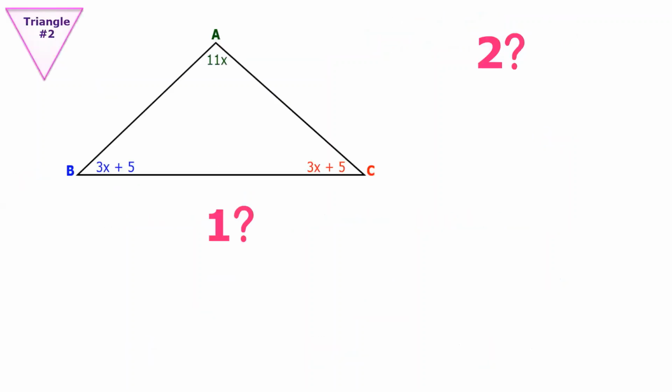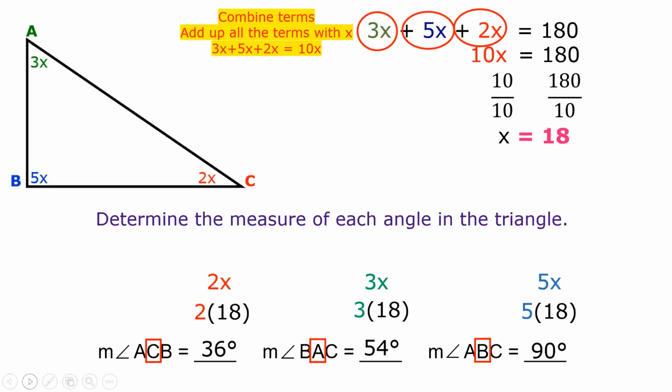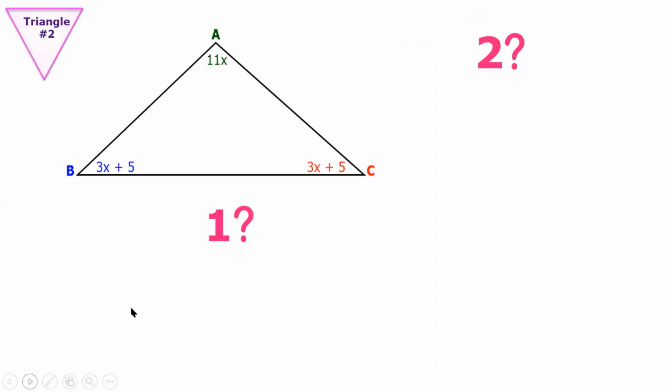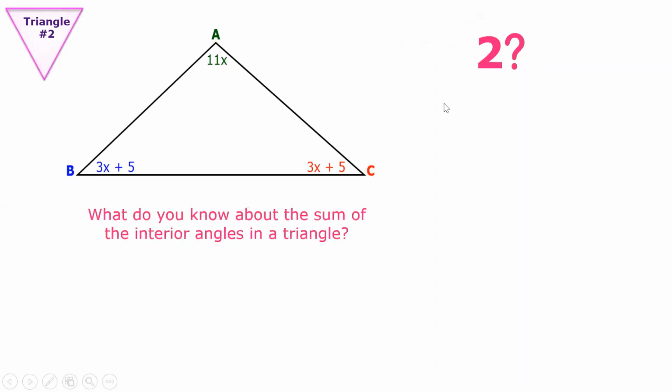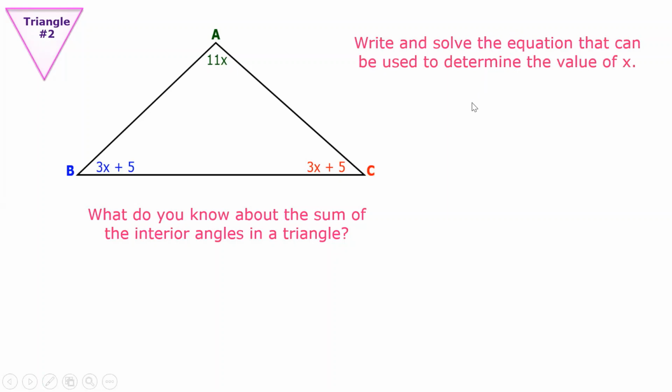However, for example, in triangle 2, you have expressions that have constants in them. So you're going to do the same steps you did on the first one, but then you're going to add another step, and we're going to look at it. What do you know about the sum of the interior angles in a triangle? They're all going to equal 180 degrees.